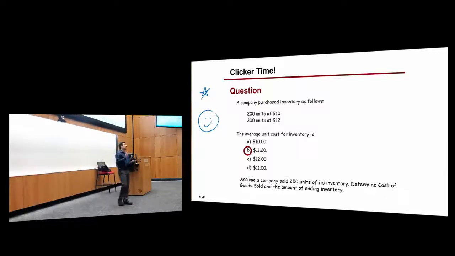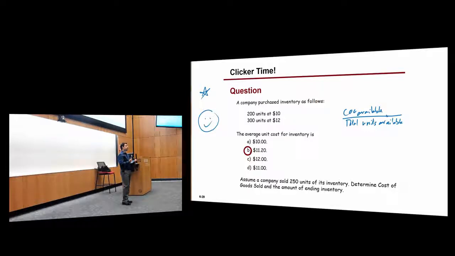So again, sometimes they don't ask you to calculate the unit cost. They will ask you again for the cost of goods sold, or they will directly ask you for the ending inventory. You always need to calculate the average cost per unit. It's very simple. Calculate the cost of goods available divided by total units available.